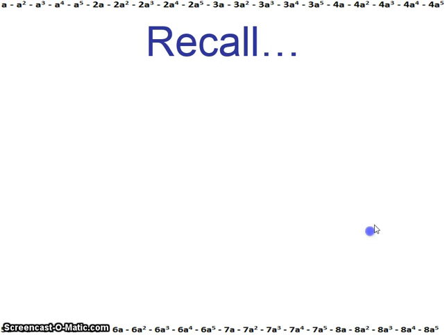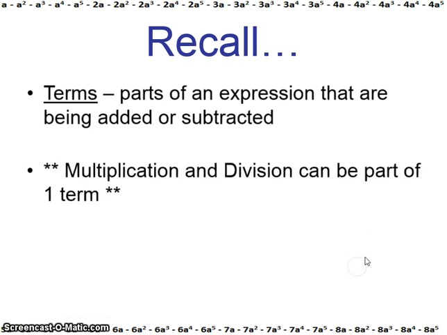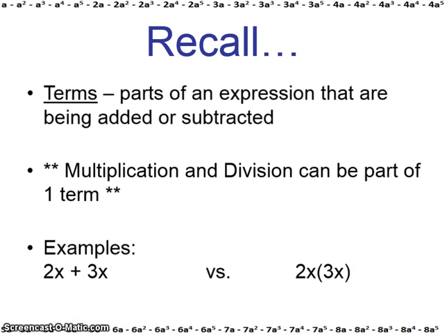Before we begin, I would like you to recall the definition of terms. Terms are parts of an expression that are being added or subtracted. Multiplication and division can be part of one term. So for example, in the leftmost example here we have 2x plus 3x. This is two terms. You'll need to add these notes to your guided notes.